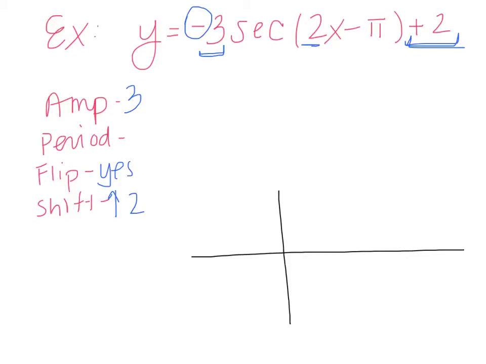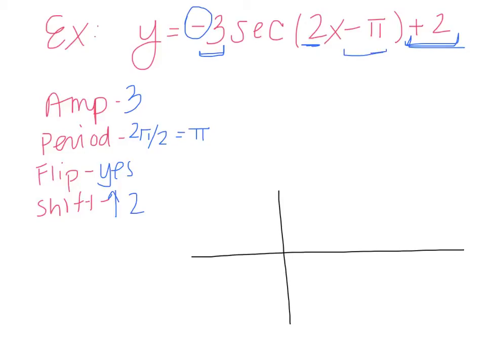This 2 is our b. So to find our new period, we're going to take 2 pi, divide it by 2, and now our period is pi. That means instead of completing one full cycle between 0 and 2 pi, we are now going to complete one full cycle between 0 and pi.